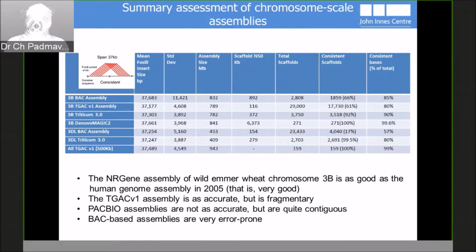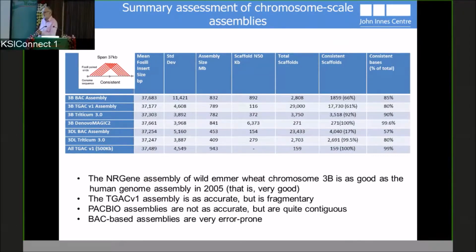The underlying sequence is very accurate because it's done with deep Illumina sequencing, and the long range contiguity is very good. There are, of course, errors, but there always are. The assembly we do is as accurate, but because it's fragmented, it's not really as good. But where we do have long scaffolds in the TGAC assembly, these are all as accurate as the NRGene assembly. So this is big kudos to the Illumina-based approach to sequencing wheat.